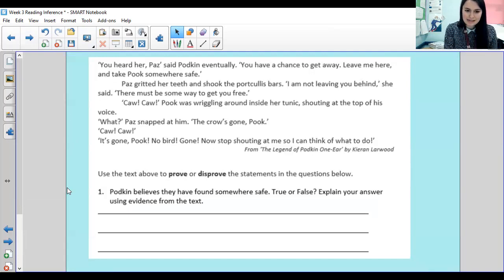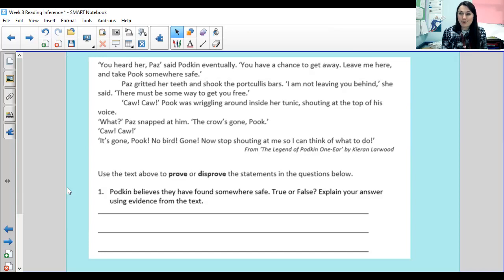"You heard her, Paz," said Podkin eventually. "You have a chance to get away. Leave me here and take Pook somewhere safe." Paz gritted her teeth and shook her portcullis bars. "I'm not leaving you behind," she said. "There must be some way to get you free." "Caw, caw!" Pook was wriggling around inside her tunic, shouting at the top of his voice. "What?" Paz snapped at him. "The crow's gone, Pook." "Caw, caw!" "It's gone, Pook. No bird. Gone. Now stop shouting at me so I can think of what to do."